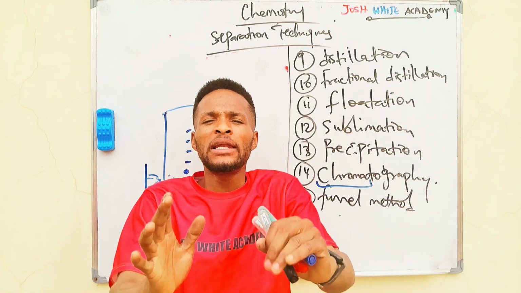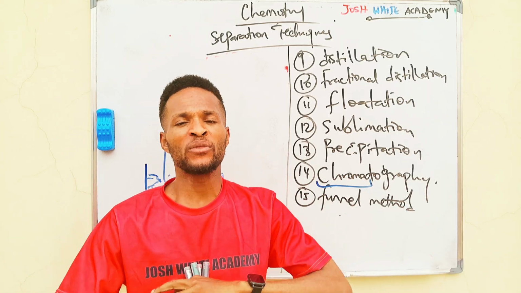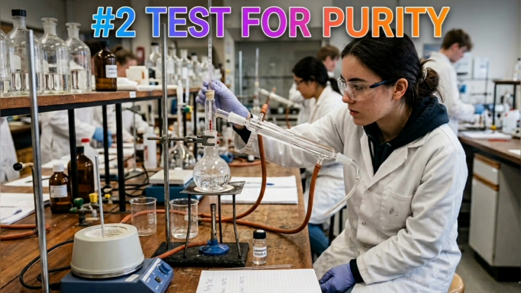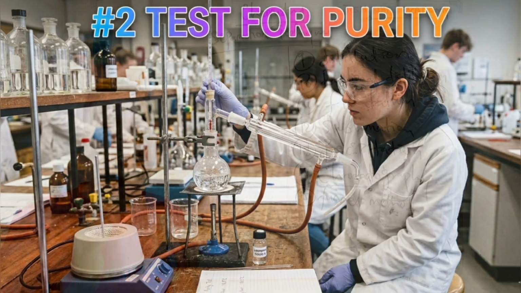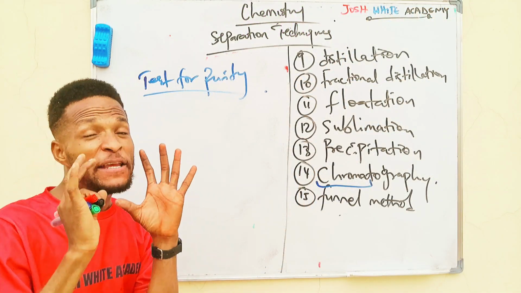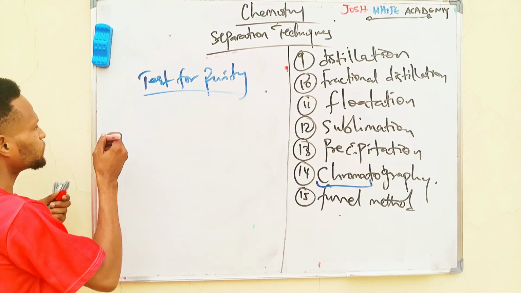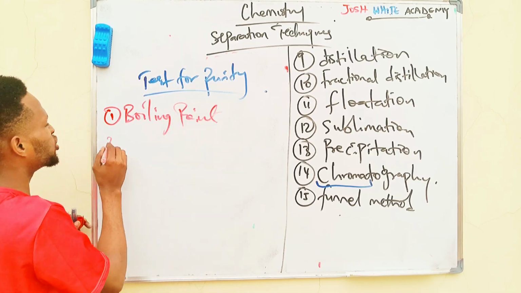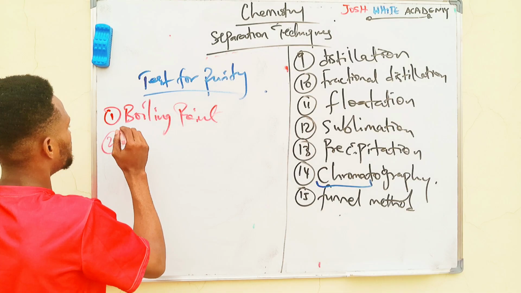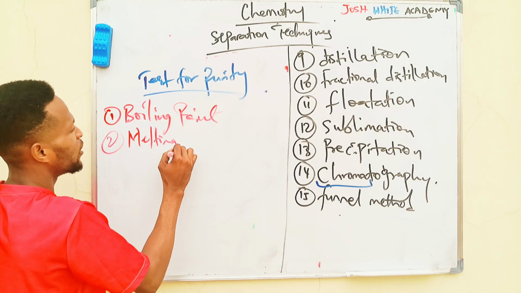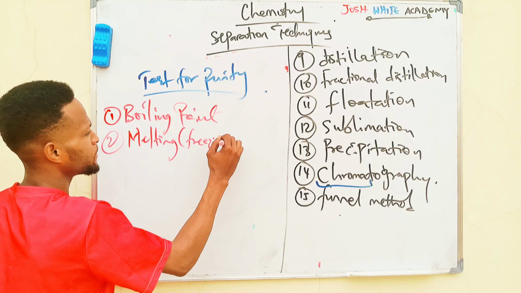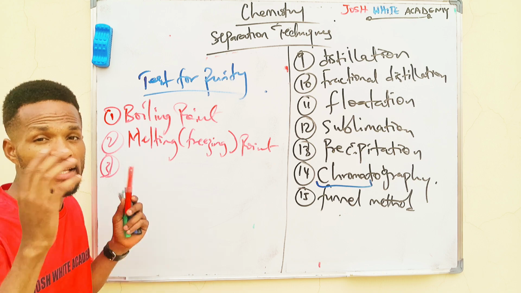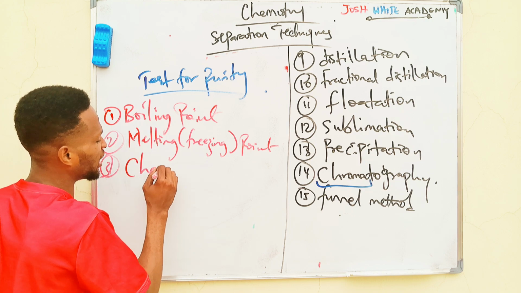So let's move to the second section of this class, the test for purity. To test for purity, there are three important things to take note of. Number one is the boiling point. Number two is the melting or freezing point. And number three is chromatography.